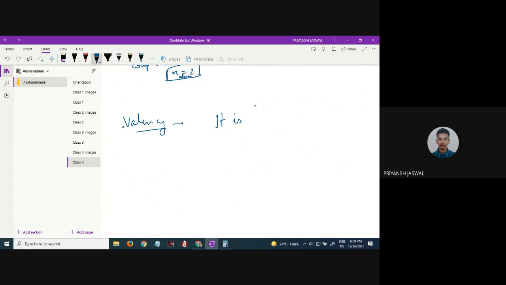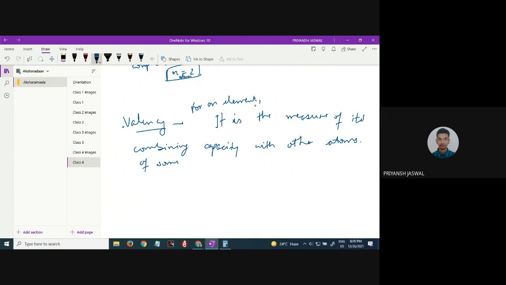Valency is defined as, you can say, for an element, it is the measure of its combining capacity with other atoms of some element to form chemical compounds, or you can say simply molecules.